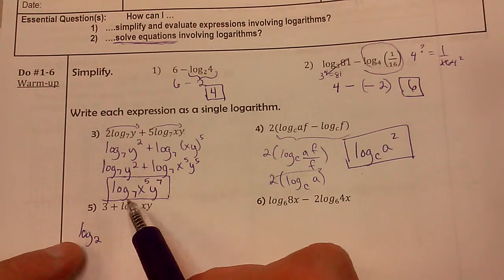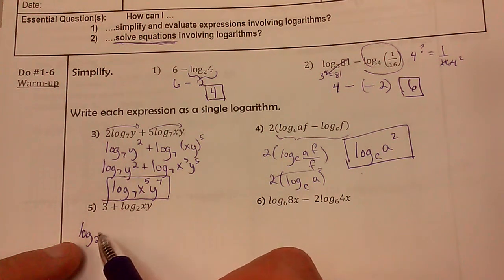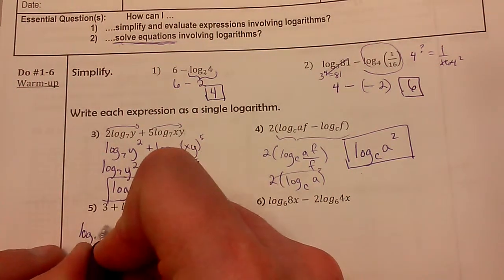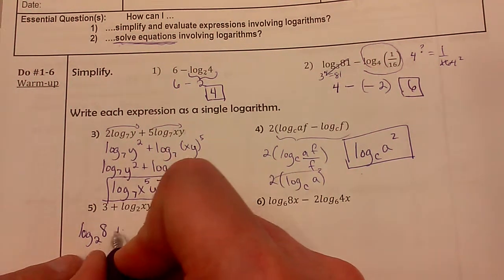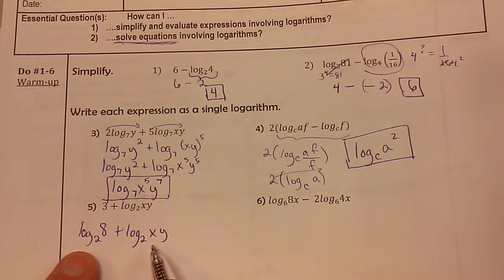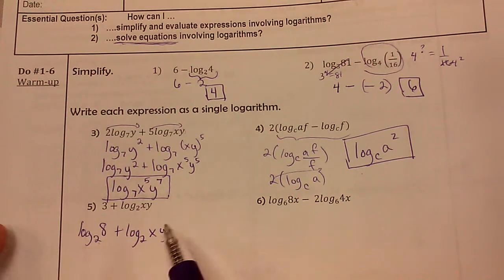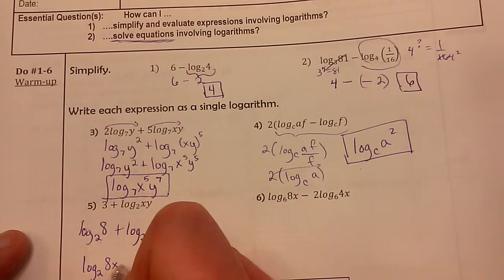So 2 to what power? Sorry, 2 to the third power equals what? So 2 times 2 times 2 is 8. So this is a way to write the number 3, but with a log base 2. 2 to the third power is 8. So we've got that. And now that we have logs with the same base that we're adding together, we can use our product property. Log base 2 of 8 times x times y.